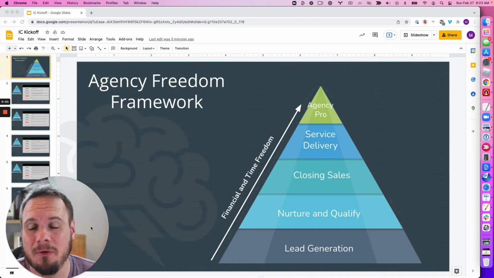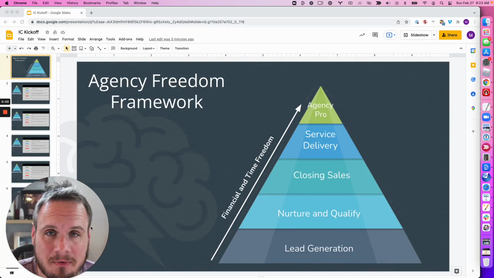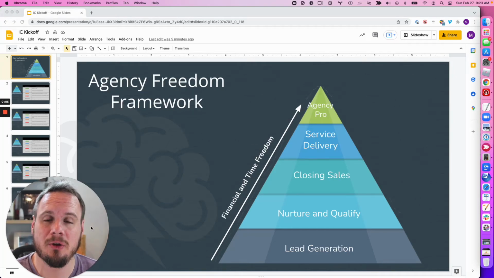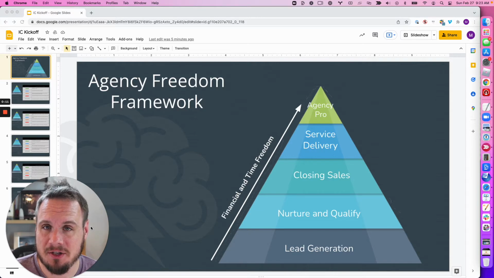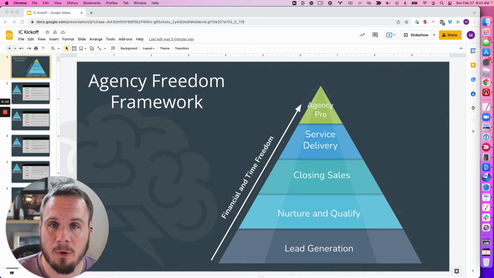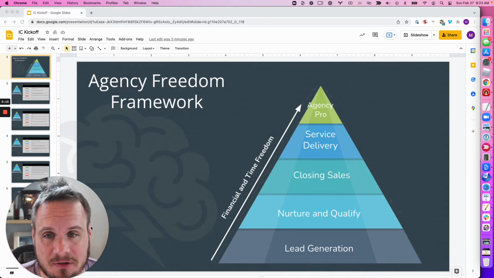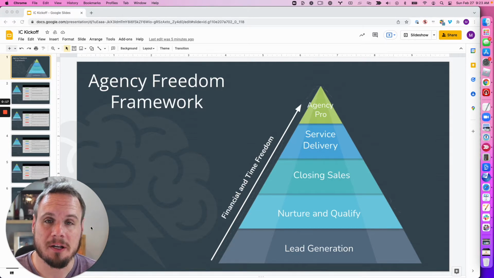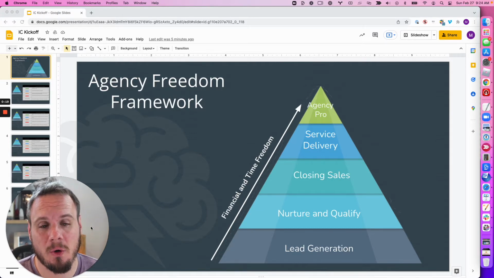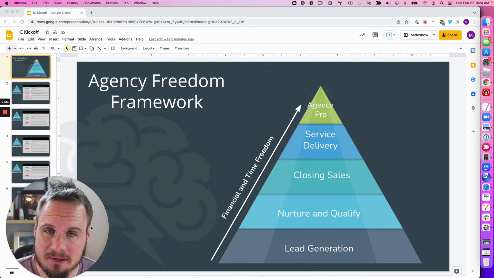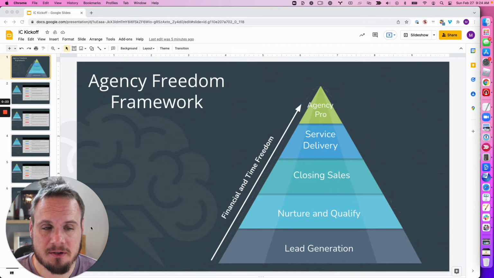All right, so I'm going to walk you through the agency freedom framework, which is simply a way to look at your agency to understand where the specific opportunities are to create the traction that you need in order to be moving towards and ultimately achieving time and financial freedom. So there's four different areas: lead generation, nurture and qualify, closing sales, and service delivery. Without getting too crazy, we'll just jump into each one of these.